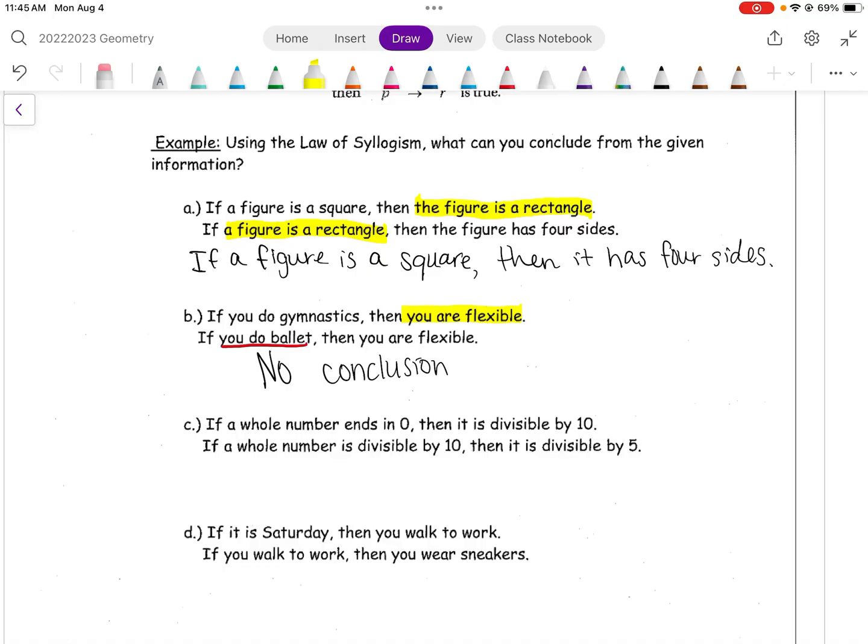All right, let's do the next one. If a whole number ends in 0, then it is divisible by 10. If a whole number is divisible by 10, notice it repeats itself, then it is divisible by 5. So this is a true law of syllogism example. So we could form a conclusion from this. It's that chain of events. If it ends in 0, it's divisible by 10, and if it's divisible by 10, it has to be divisible by 5. So our conclusion would be, you kind of cut the middle out. If a whole number ends in 0, then it is divisible by 5, which is true.